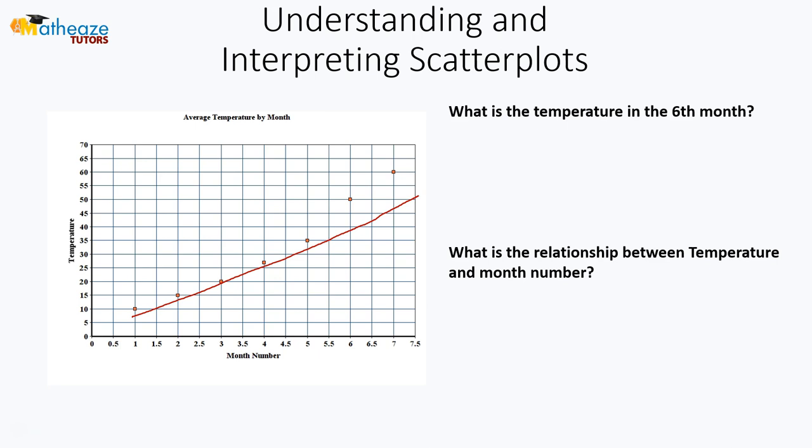So here we're saying, what is the temperature in the 6th month? All you have to do here is draw a line from the 6th month to the temperature, and you get the 50 units, or we can say degrees Celsius. And then what is the relationship between temperature and month number? So we have what we call here a positive correlation. It also means that as the number of months increases, we expect the temperature to increase.